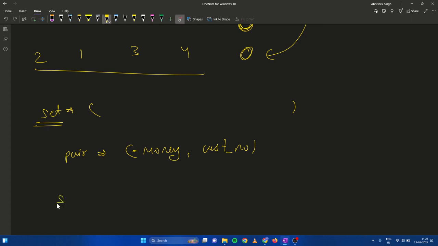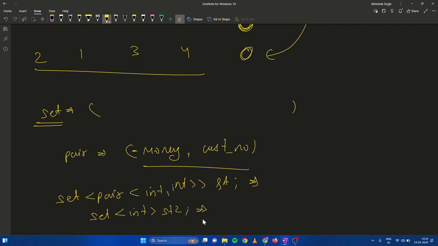So I would make two data structures. One is set of pair of int, int, st. Okay, wait a second. Yeah, fine. I would use this data structure to store elements in this order, that is, negative money and customer number. By this, the one who is going to be spending the most would be in the front, right? And I would be using another data structure, that is set of int, st2.